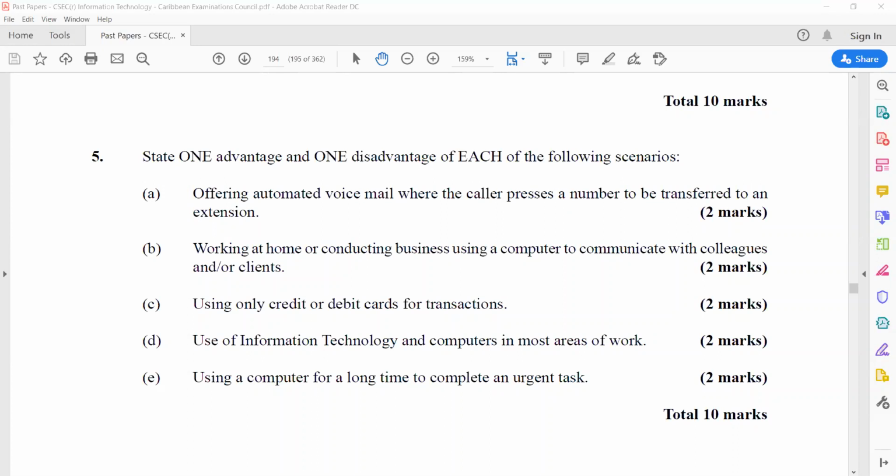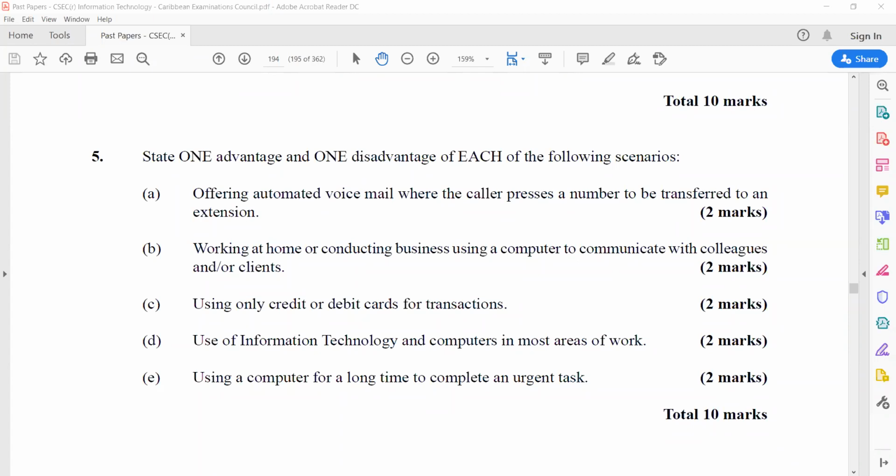What is one advantage of that? What is an advantage of an automated voicemail where, when you call, you just put in the number for an extension? So one advantage could be that you can directly reach the phone you want to reach. You don't have to go to an operator, etc. You can directly get to the person or the phone number you want to reach.